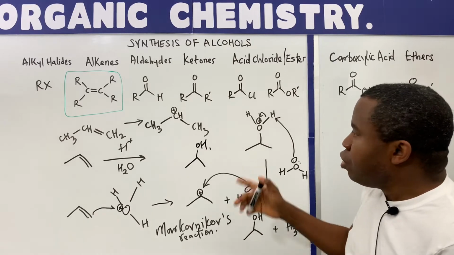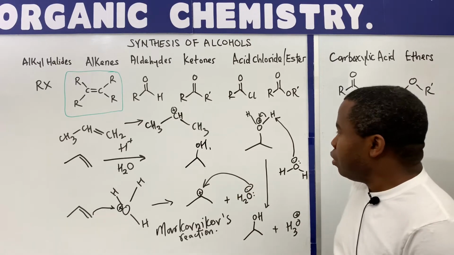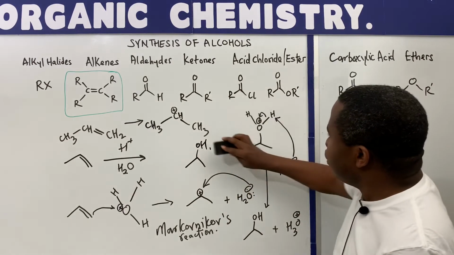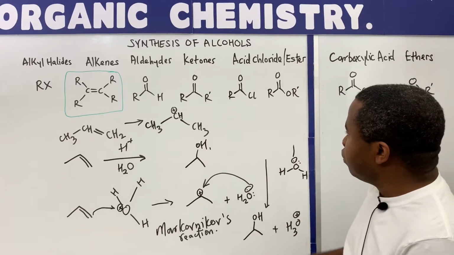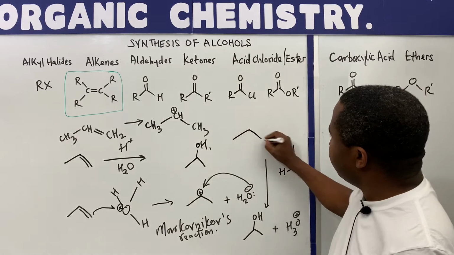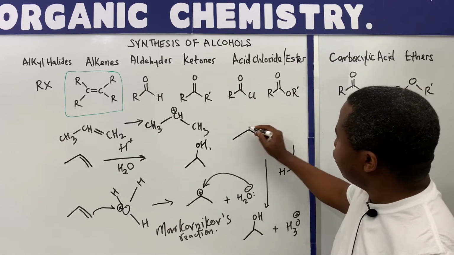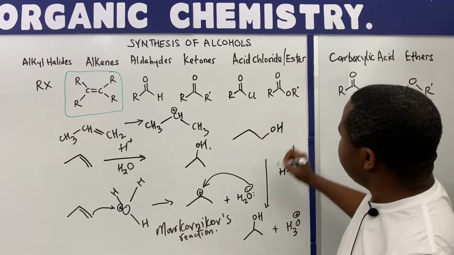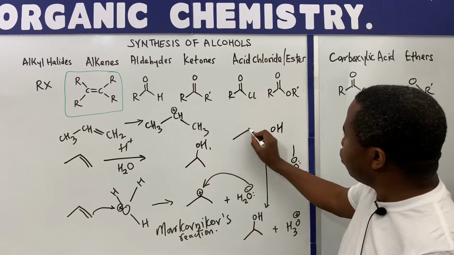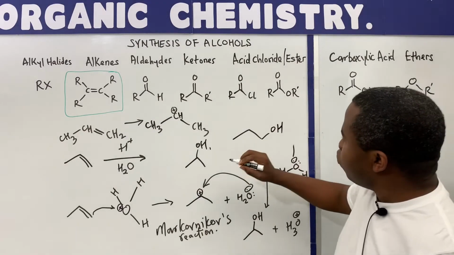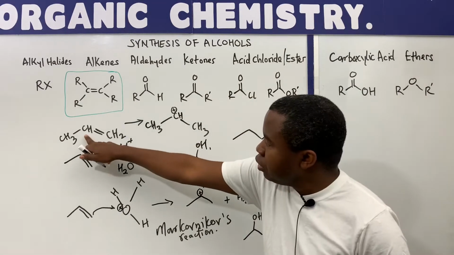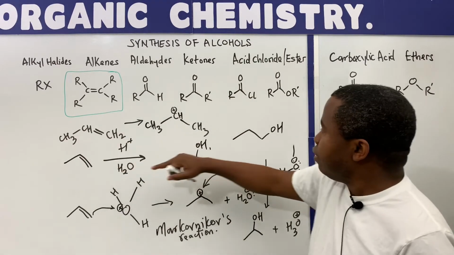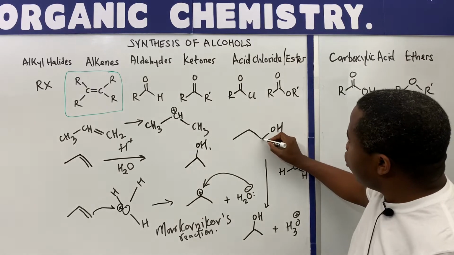If this reaction was an anti-Markovnikov reaction, we would have formed something like this. 1, 2, 3. So the hydrogen atom would have gone to this carbon, instead of coming here, so that the OH would then come to this place.